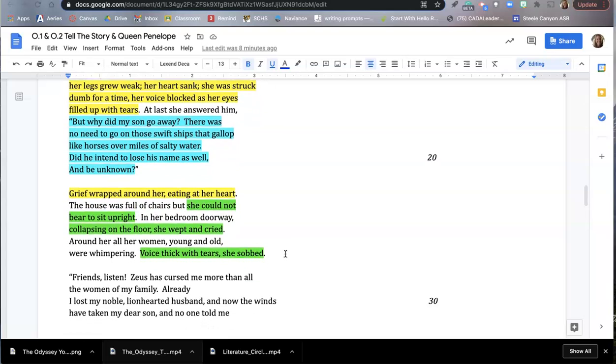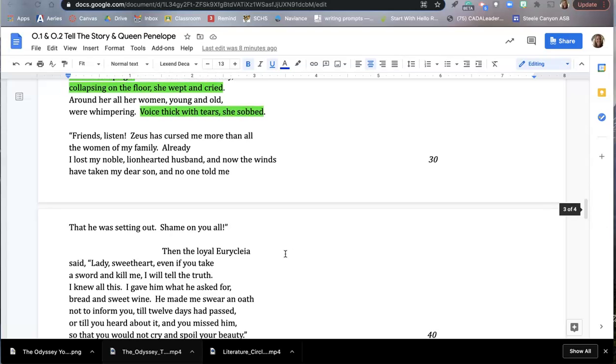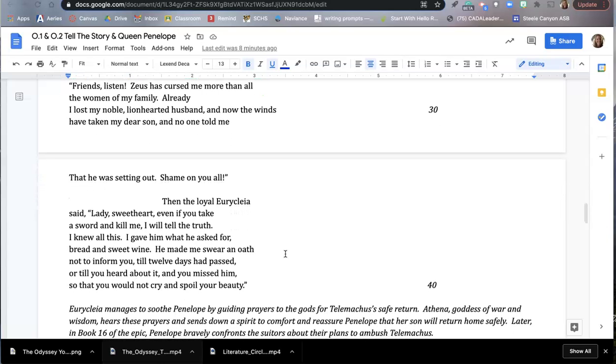Now, as you continue to read, you're going to continue to highlight in those 3 colors everything that fits in those categories. So I'll just read it for you.